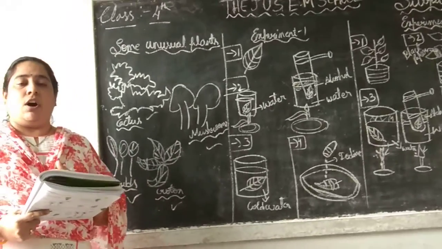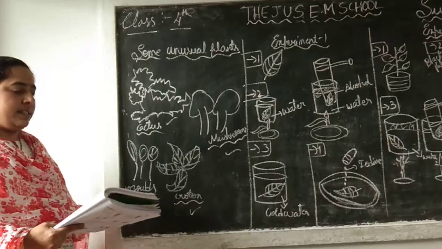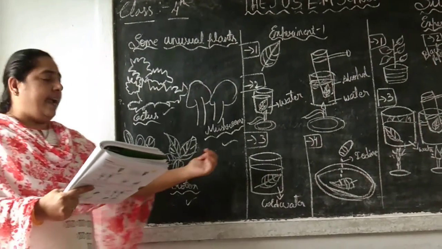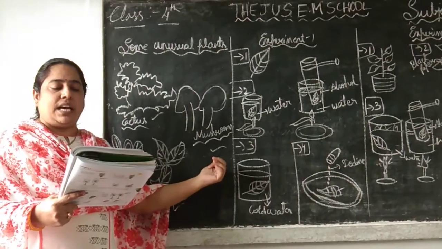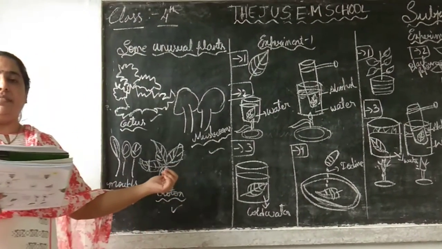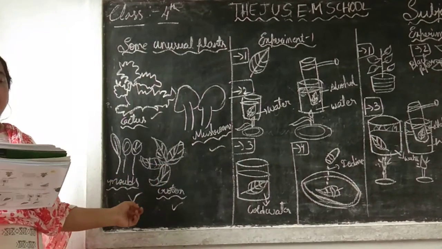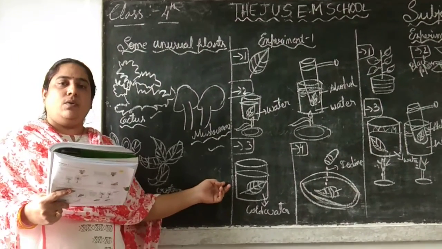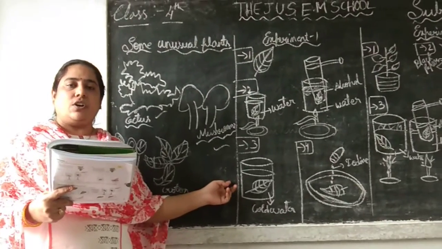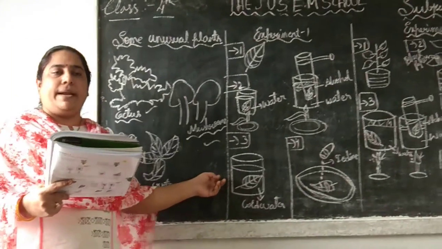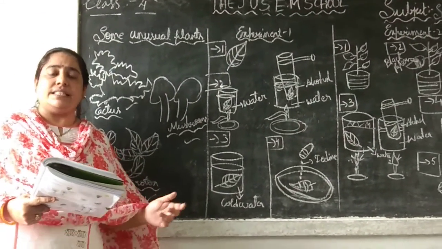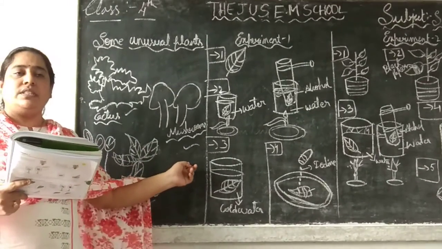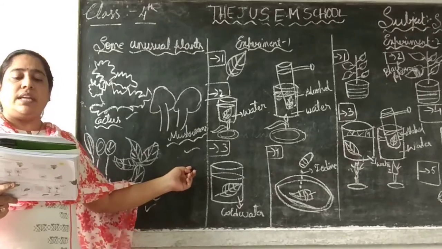Moss and mushrooms are non-green plants. I think in your textbook it is there, you just look over moss and mushrooms. These both are called non-green plants. So they do not have chlorophyll. Only in green leaves we can see the chlorophyll. I told you, the green pigment which is present in the leaves is called chlorophyll. Moss and mushrooms don't have leaves, so they don't have chlorophyll.